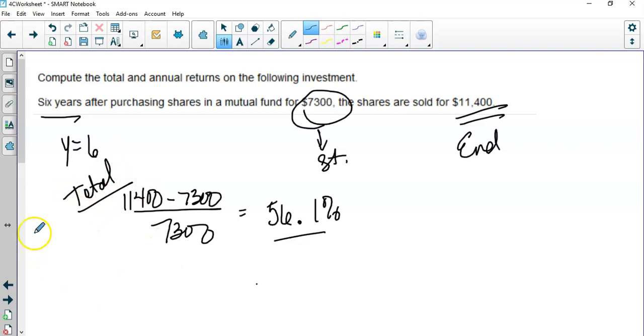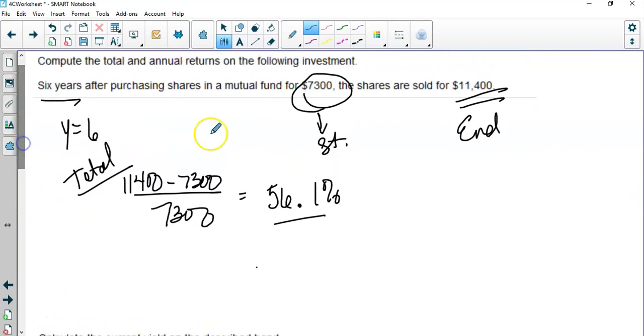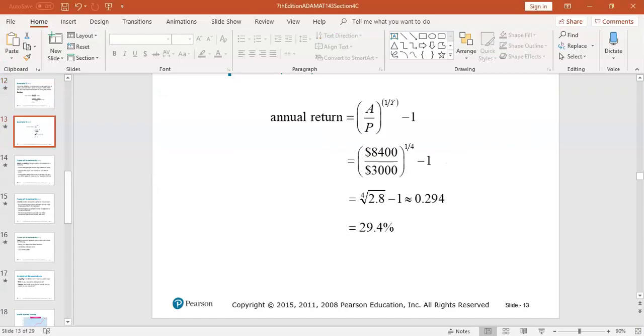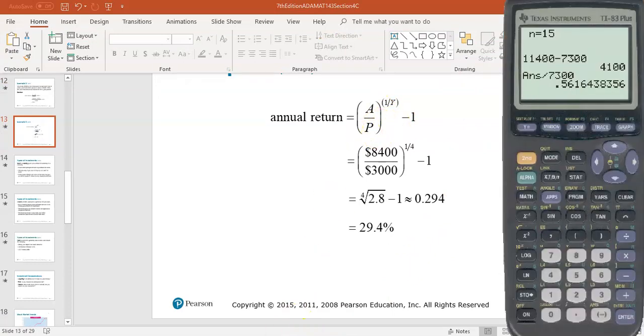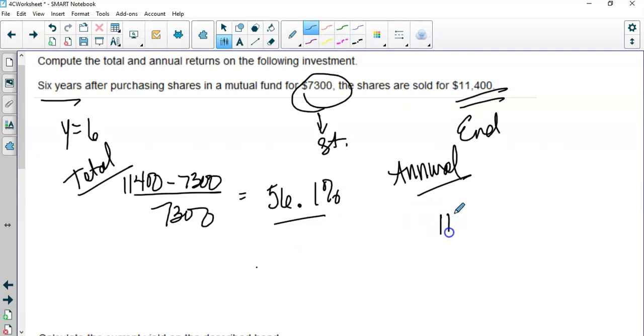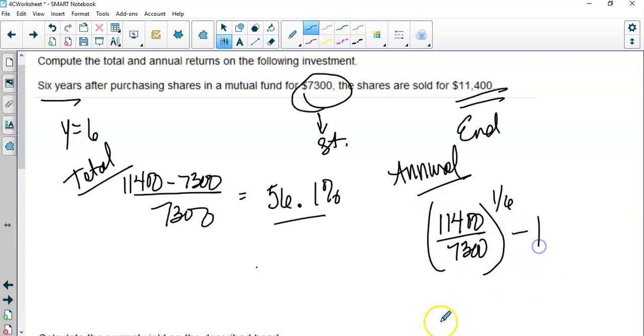But if we want to talk about annually, I'll have to put it over here. We have a little bit of a different formula. It is the amount that you cashed out over the amount that you originally started with. So we'll have to say 11,400 over the 7,300. And this is 1 over y. So this is going to be 1 over 6, and then we're going to have to subtract out the 1.